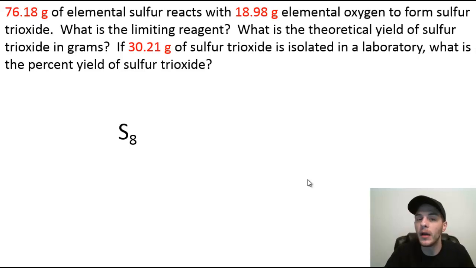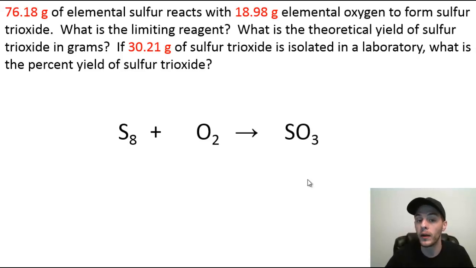The other reactant is going to be oxygen, which is O2. Oxygen is one of those diatomic elements, so it exists as molecules that each contain 2 oxygen atoms covalently bonded together. So S8 and O2 are the reactants, and then on the product side we have sulfur trioxide. Sulfur trioxide is a binary molecular compound. Sulfur trioxide means we have 1 sulfur atom and 3 oxygen atoms, so the formula for sulfur trioxide is SO3. So far we have S8 plus O2 yields SO3.